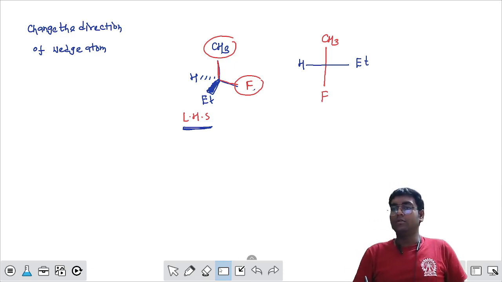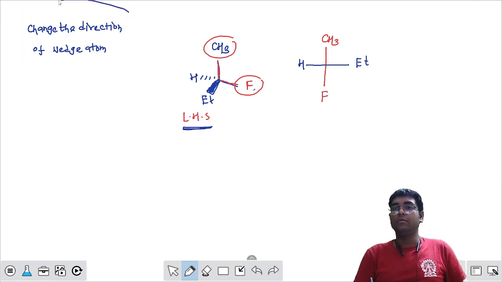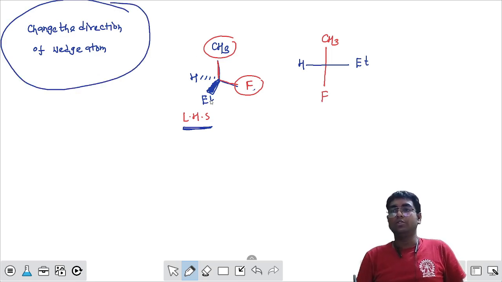Okay, so let's just draw a circle over here. This is the rule, that we have to change the direction of the wedge atom. So it is on the left hand side; in the Fisher projection, we have to keep it on the right hand side. Fine, let's discuss some molecules.